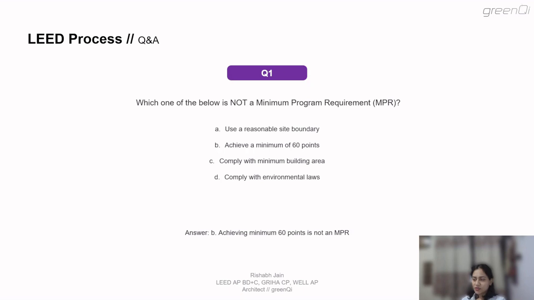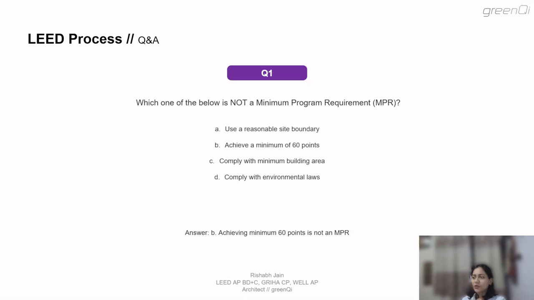So let's go over each option and understand. So first is use a reasonable site boundary. We know that this is an MPR, we've just discussed this. B, achieve a minimum of 60 points. So achieving a certain number of points is not an MPR, at least not from those three, but if the project wants to achieve a certain level, then they need to achieve the minimum number of points, right? Which is again 40 and not 60. So this is probably our first incorrect answer.